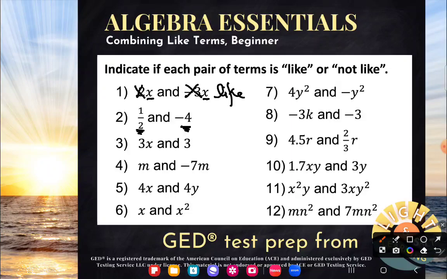Now, this is one that tricks a lot of students, 1/2 and negative 4. A lot of students will say, well, one of those is a fraction, one of those is a negative. They can't be like. But guys, these are both what we call constant terms. And you don't have to know that word for the GED necessarily, but you need to know what I'm talking about. Those are just plain old numbers with no variable portion, no letter. And so constants are always like.